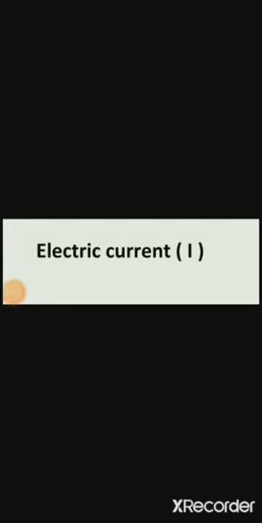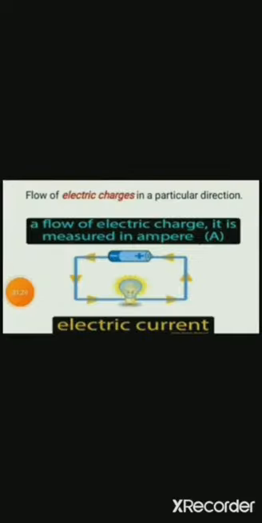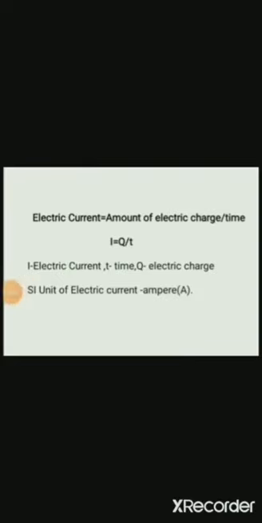Electric current is denoted by I. See the picture. Flow of electric charge in a particular direction is known as electric current. The magnitude of electric current is the amount of electric charge flowing through a conductor in 1 second. Electric current I equals charge Q by time T. The SI unit of electric current is the ampere.